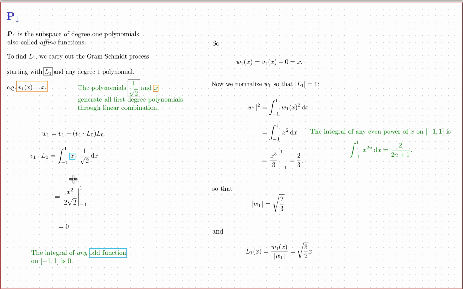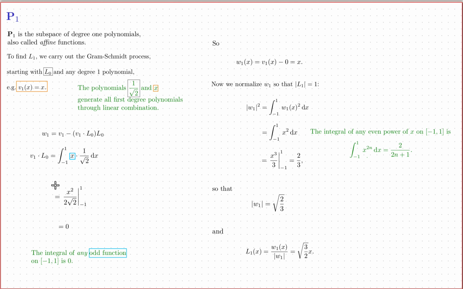You get the antiderivative x squared over 2 times radical 2, evaluated between -1 and 1, and you end up with 0. In fact, you may as well note now that if you integrate any odd function, any function whose values on negative x values are exactly the negative of the values on positive x values, the integral of such a function on the interval from -1 to 1 is always 0, because the negative half will cancel the positive half, right? In particular, if you have an odd degree polynomial or an odd power monomial like this, which is just x to the first, then the integral is going to be 0.